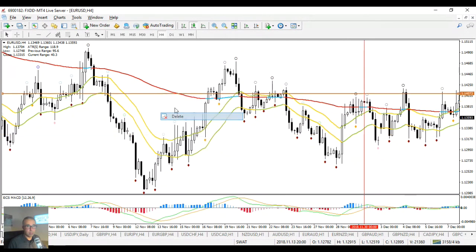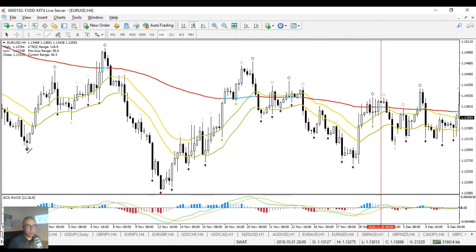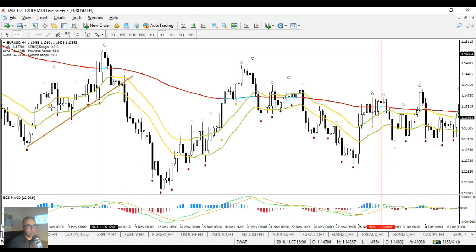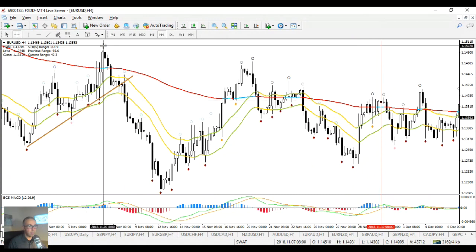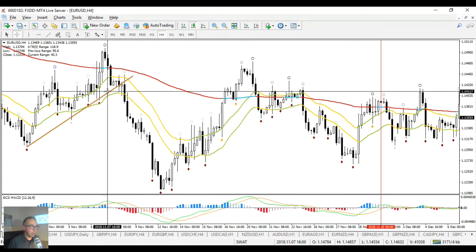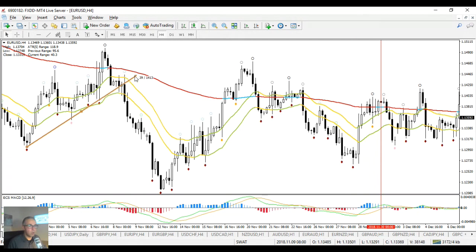Sorry about that. Let's get rid of these lines. So here we had a bit of a steep correction. It's an ABC zigzag correction. A zigzag here, as you can see, a 3-wave zigzag. Moving averages are aligned to the downside. All right, so this is a corrective pattern as well.